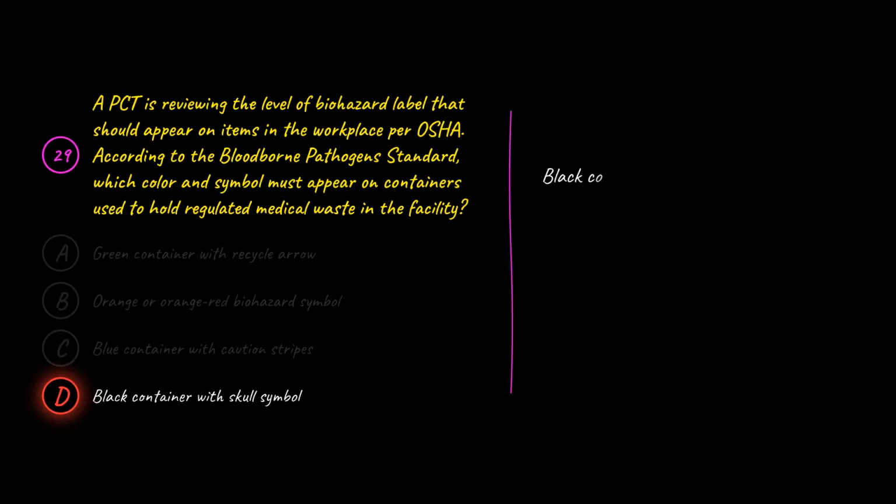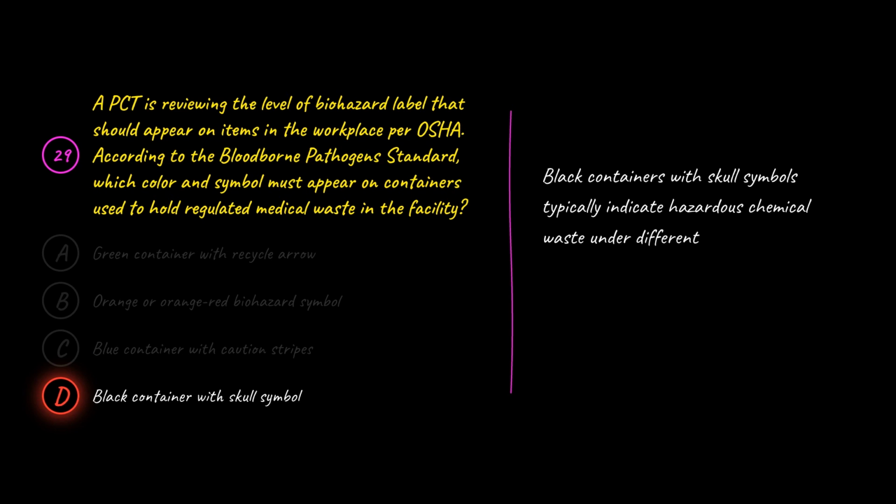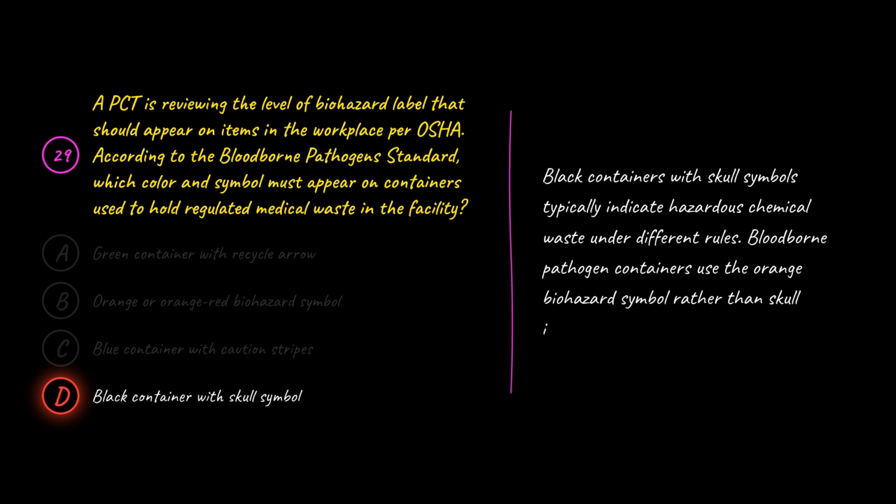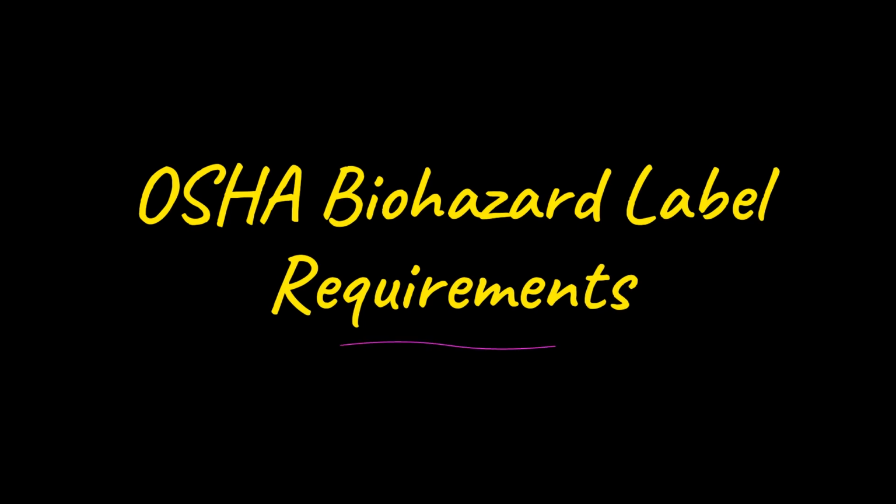D is wrong because black containers with skull symbols typically indicate hazardous chemical waste under different rules. Bloodborne pathogen containers use the orange biohazard symbol rather than skull imagery, which is reserved for acute toxicity or chemical hazards. OSHA's bloodborne pathogens standard mandates specific warning labels on any container holding blood, blood products, or other potentially infectious materials. The purpose is simple. Workers must be warned at first contact before they ever open or inspect a container.